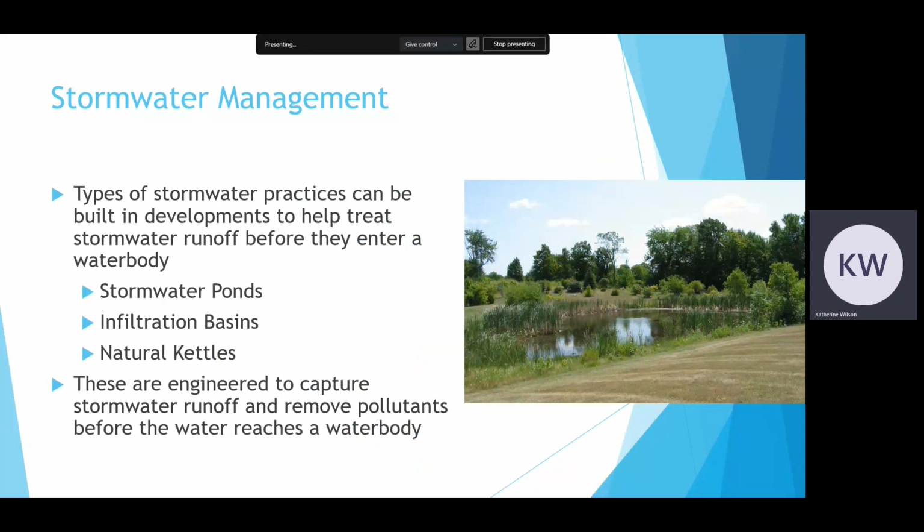The first is stormwater ponds. The picture on the right depicts a stormwater pond. The second is an infiltration basin, and I'll show you a picture of one of those in a later slide. The third and somewhat common practice in this area of the state that some developments have been able to incorporate is natural kettles as part of their stormwater management plan. A natural kettle is a natural depression that can be used to capture and infiltrate stormwater runoff. All these practices are intended to capture the stormwater runoff, remove pollutants, and slow the amount of runoff from development before the stormwater reaches the water body. But how do they do that?